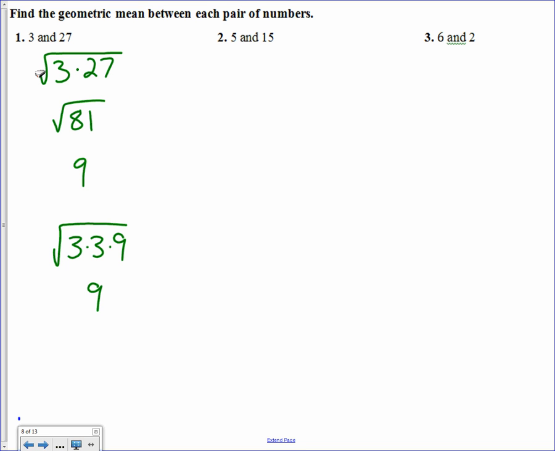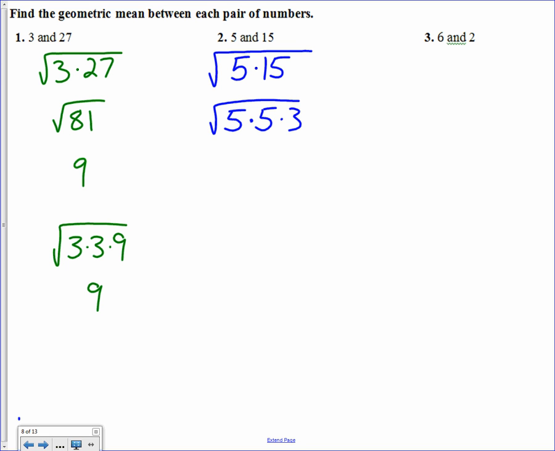So our second problem here, again, the geometric mean between two numbers is always the product of the two numbers, the square root of that product. So we have 5 times 15. You could go in and multiply 5 times 15. However, I would suggest instead to just do your prime factorization here. And we get 5 times 3.